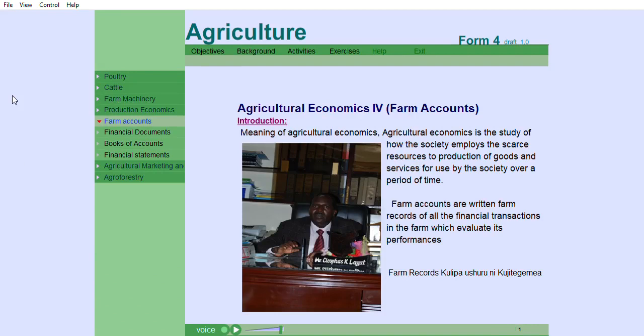Agricultural Economics 4. Introduction. Farm accounts are written farm records of all the financial transactions in the farm, which evaluates its performances.